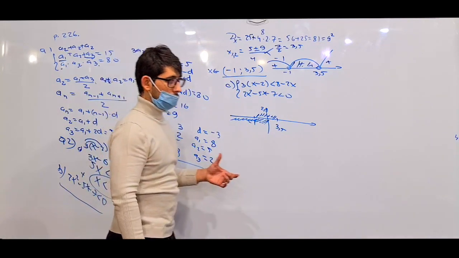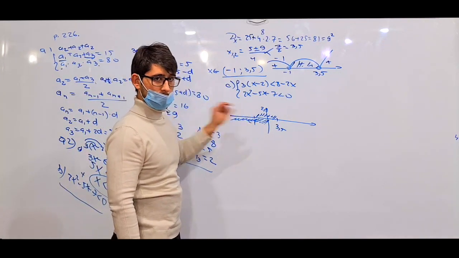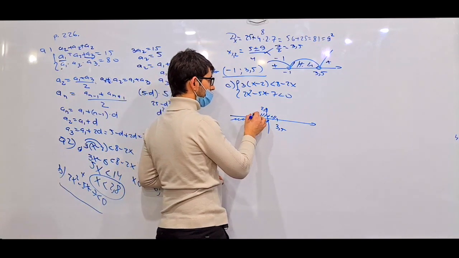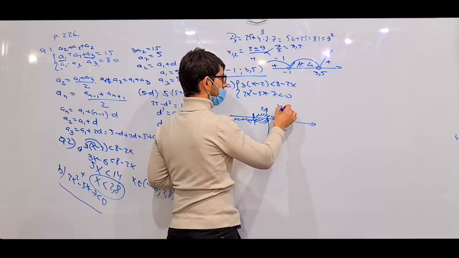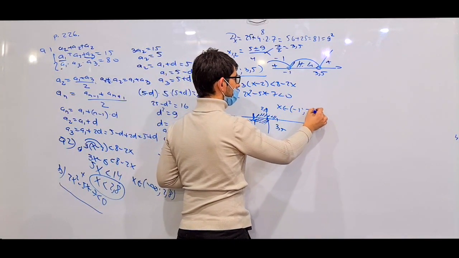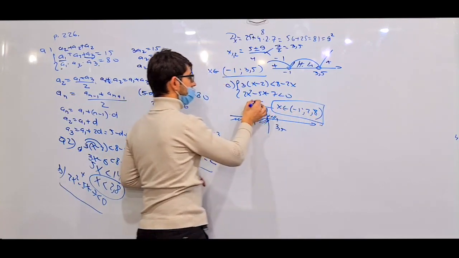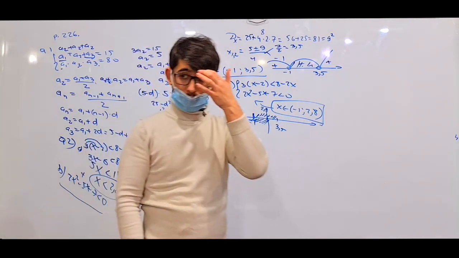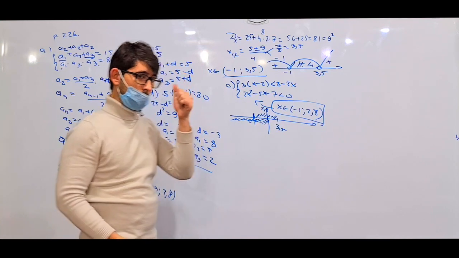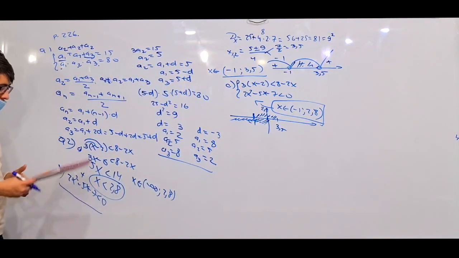What is the interval that is shaded from both sides? From minus 1 till? Minus 1 till 2.8, right? This will be your answer for C part. Did you get it? Do you have any questions? Okay.